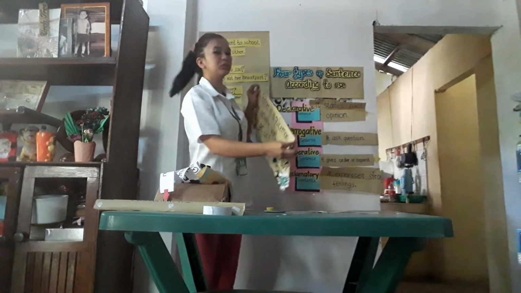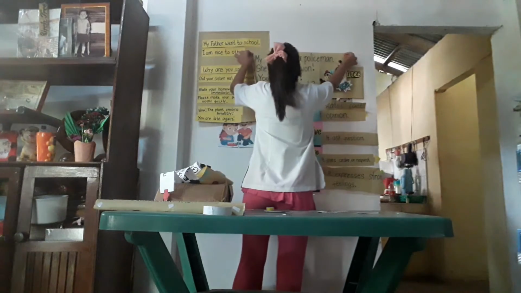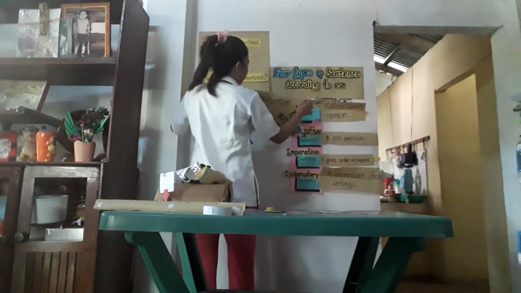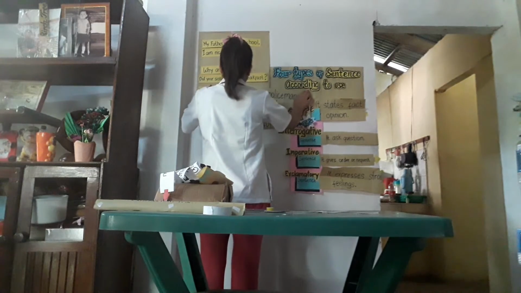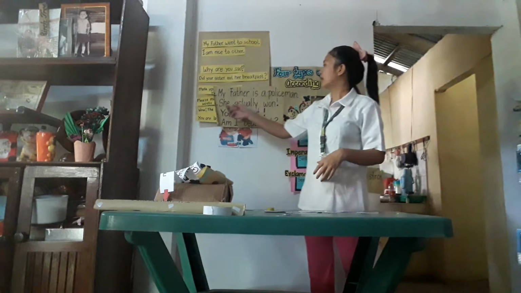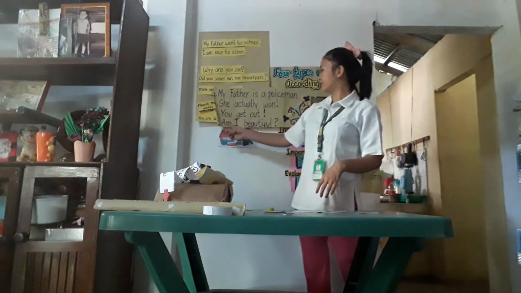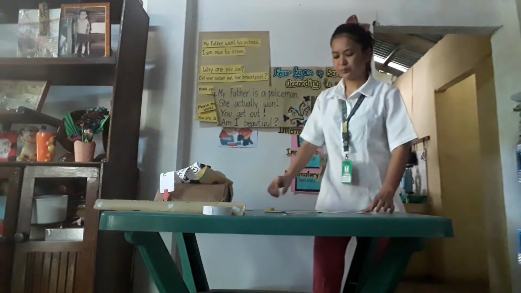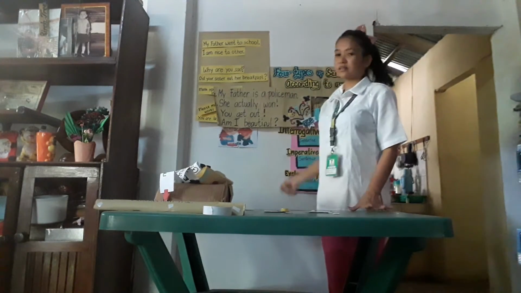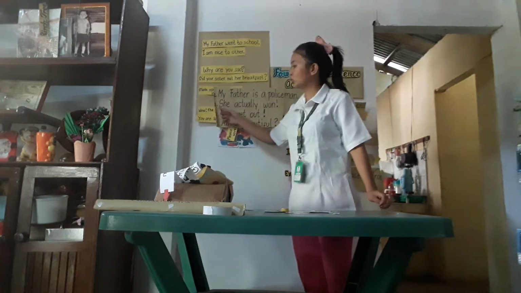I have here four sentences. So all you need to do is to analyze what kind of sentence according to use each of the four sentences is. Okay, I will read the first one. My father is a policeman. Number two, she actually won. Number three, you get out. Number four, am I beautiful? So, in this activity, all you need to do is to tell me what kind of sentence is in number 1, 2, 3, and 4.